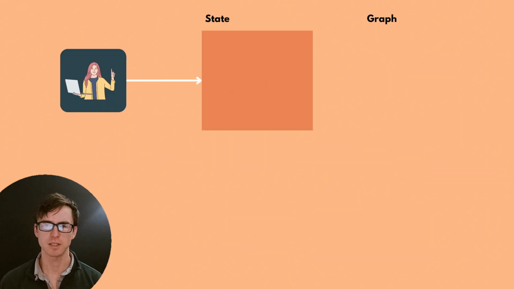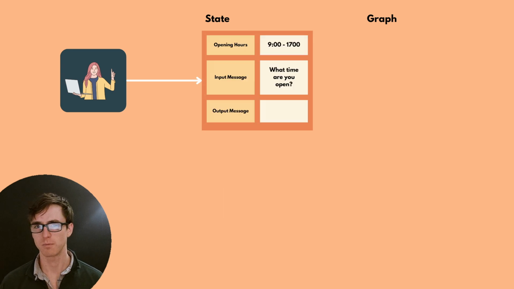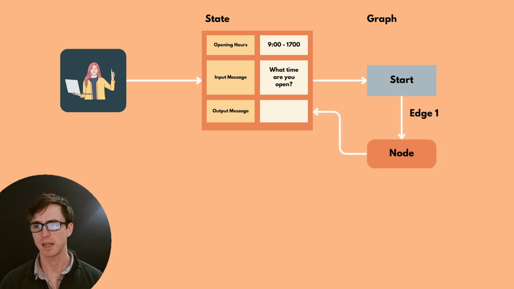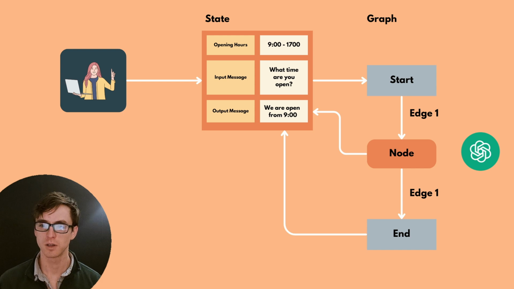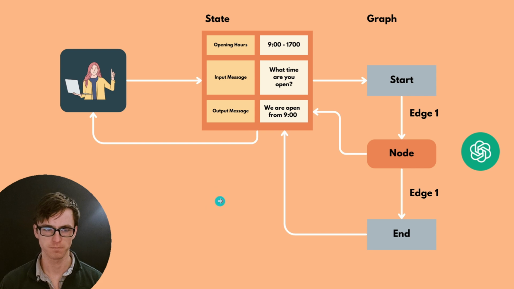Let's take another customer service agent who asks a question to our agent. The input message is stored in our state, which is also storing some custom information about that shop, the opening hours. Our graph is then executed. The state goes into the start of the graph, and it is then passed to the first node, where a call to a language model is made and a new message is added to the graph state. After this, the flow of execution moves to the end node, and the final state is returned, and we can return the output message to the user. This is a very basic example, but LangGraph supports any architecture that you would like to build.